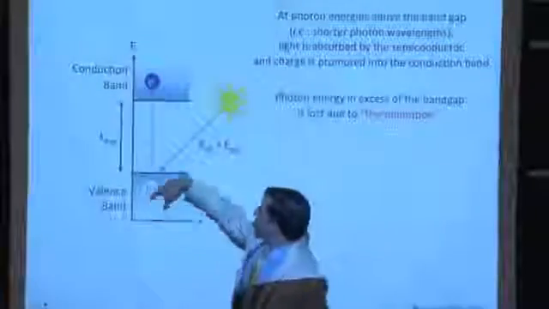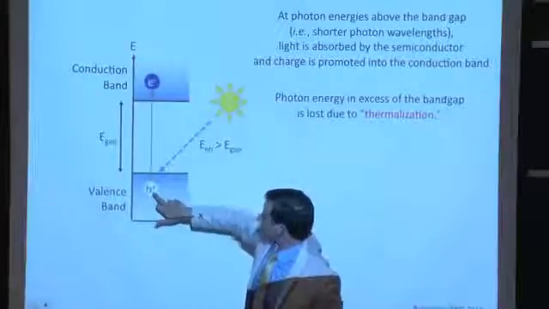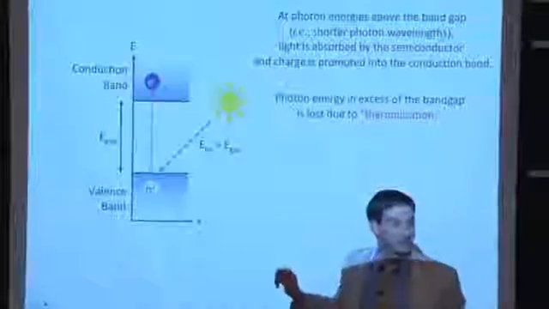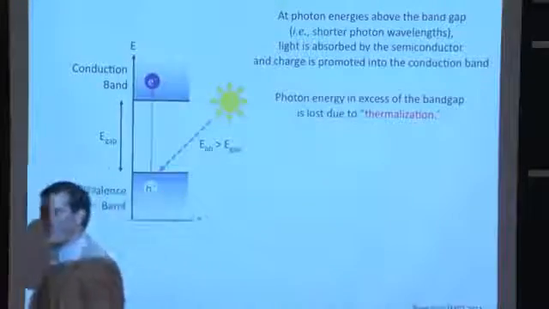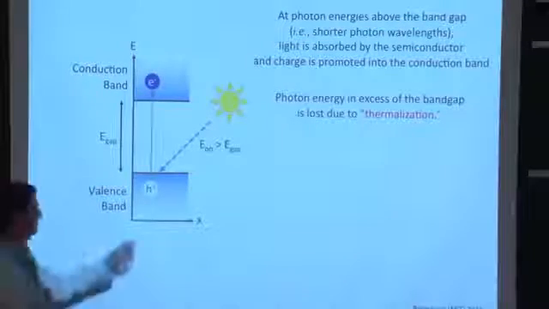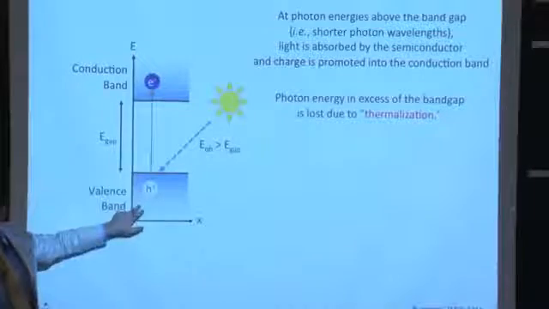We have an electron being excited up, and this little H plus that's right here. Who did the reading and knows what that H plus represents? Yeah. A hole. So what is a hole? Well, it's just what it sounds like. It's the absence of an electron. There used to be an electron here. Now it's up there. It left behind a hole.